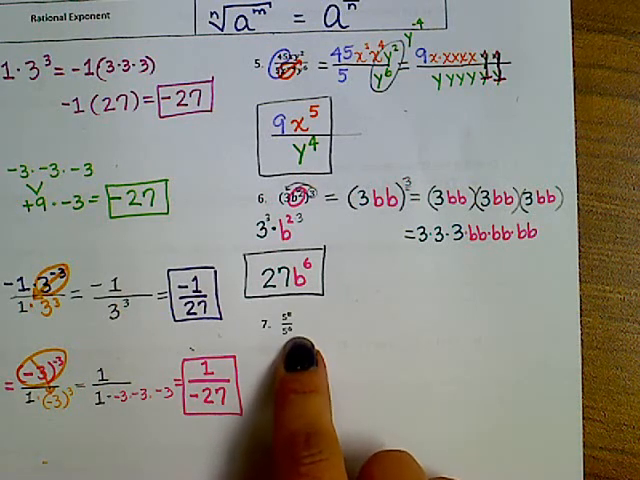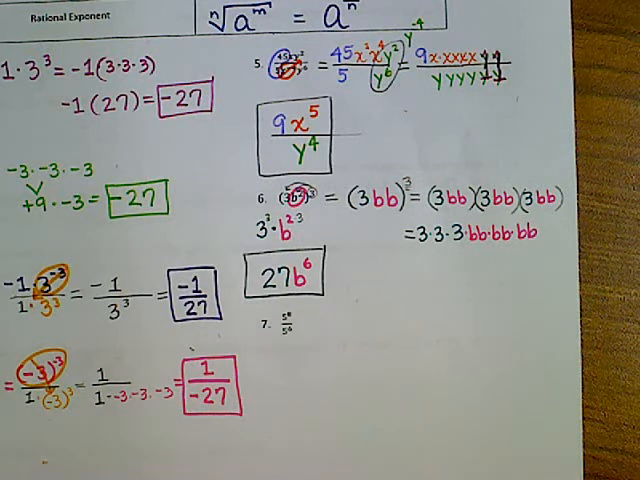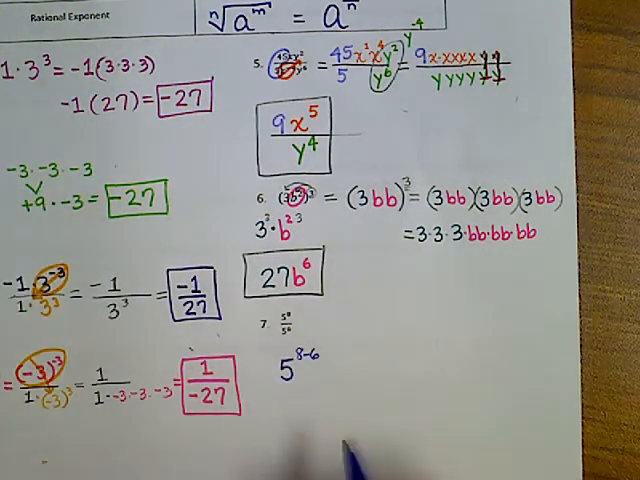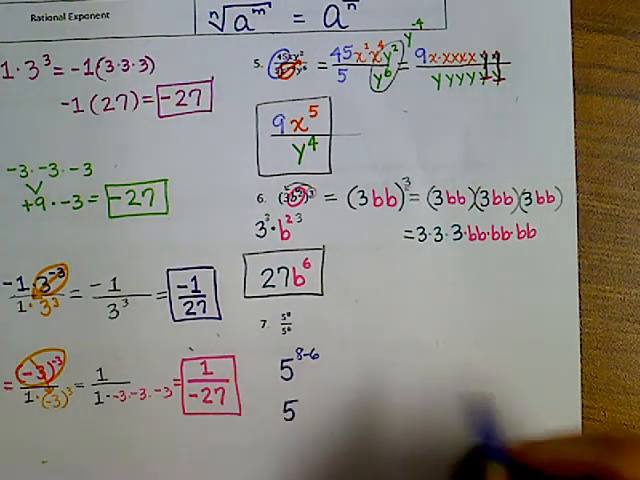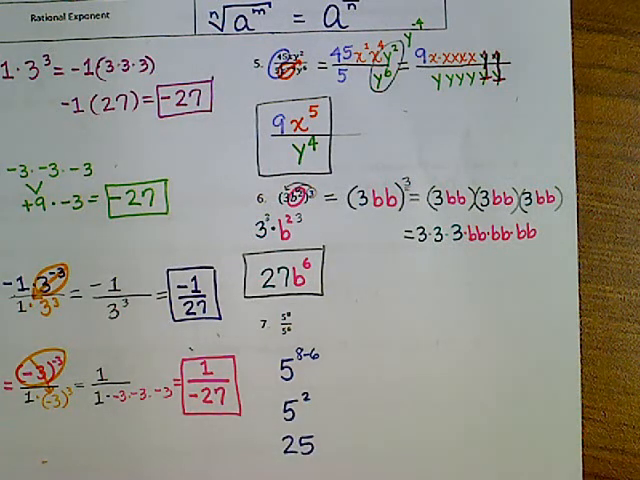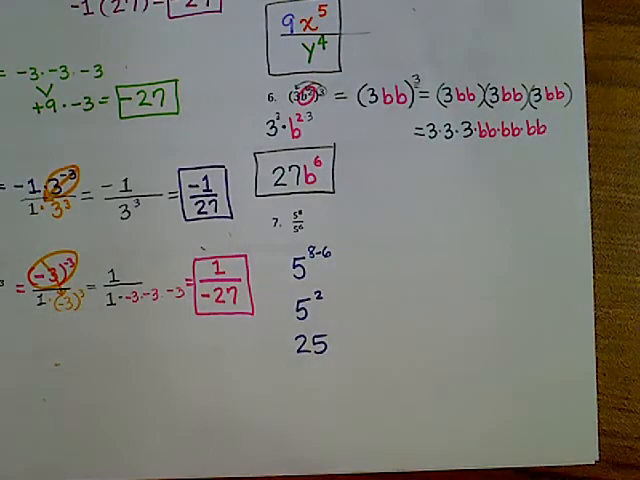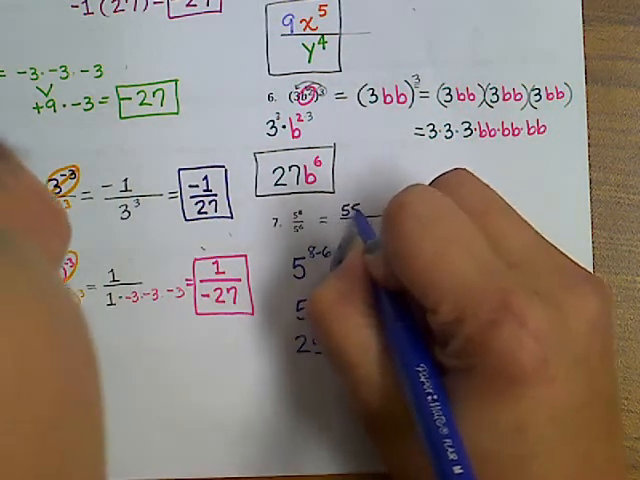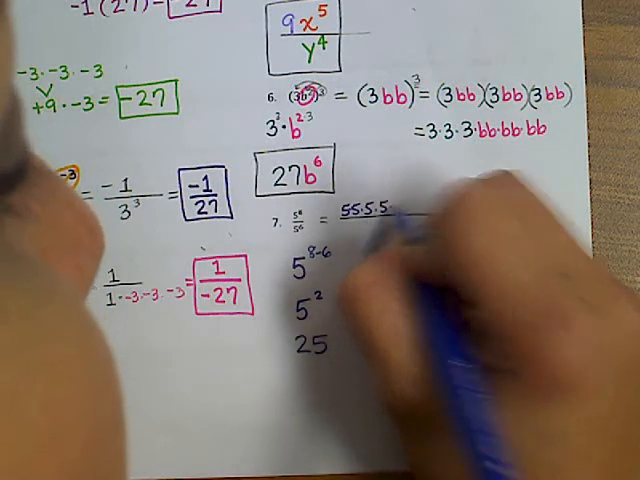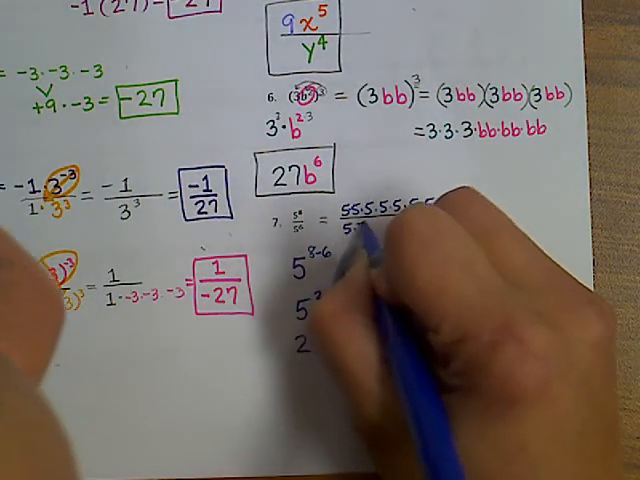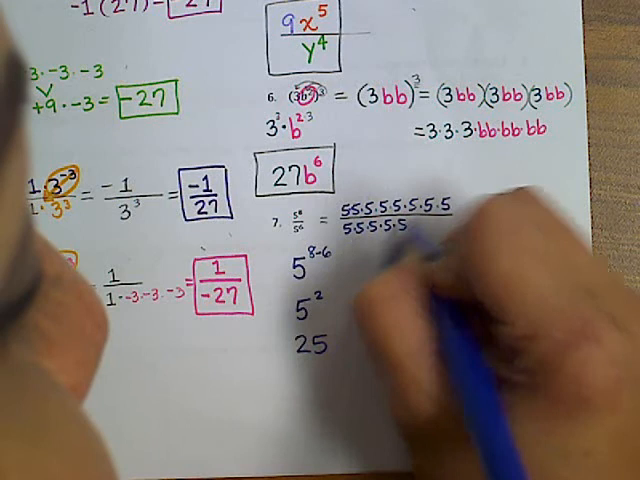Now, this is obviously the quotient rule, so I could also say 5 to the power. So let's see this. It would be 5 to the power of 8 minus 6, which would mean 5 to the power of 2, which is 25, or I could expand. So let's see what that would look like expanded out. Ooh, that's a lot of 5s. 1, 2, 3, 4, 5, 6, 7, 8. And 1, 2, 3, 4, 5, 6.